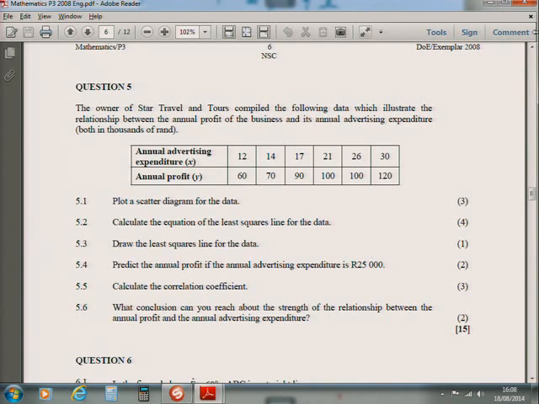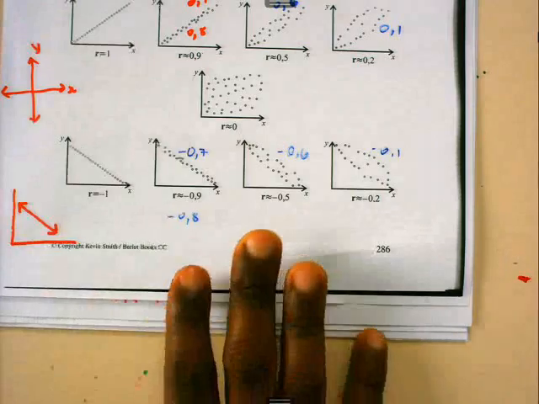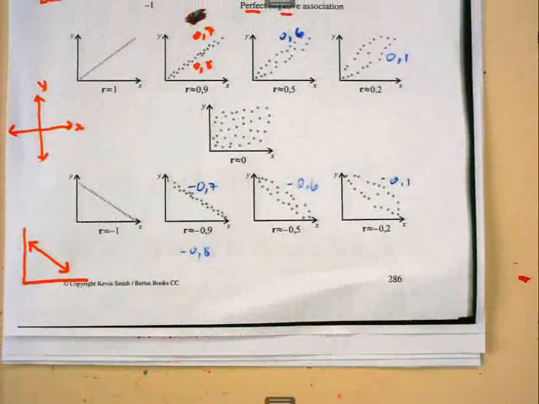Now, question 5. Look at question 5. It's very clear now. It says calculate the correlation coefficient. Remember, the correlation coefficient is two values. I want to put back our notes on the screen here. It must be two values. Don't forget that. And very important, it has to tell whether positive or negative.